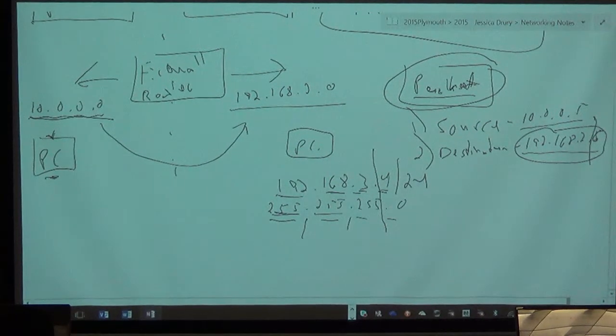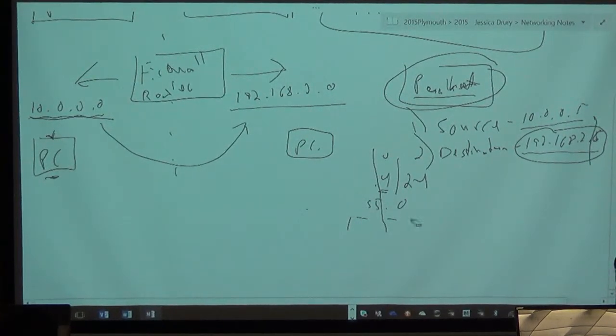Where the ones end. So it would include this, plus this, plus this, and then you put a 0 at the end. So what is the network address? That's it. Okay? All right, one more time. So I'm not taking anything for granted with any of you.